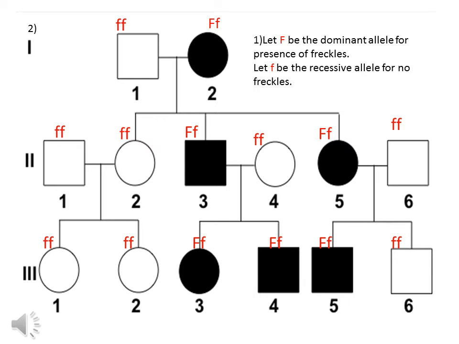This individual 2 in generation number 2 marries a male with no freckles, small f, small f. All the offsprings will be the same as the parents, small f, small f. Let's move on to individual 4. She has no freckles, then she is small f, small f. The offsprings in generation 3 are heterozygous dominant for the presence of freckles, big F, small f. Take your time, please, to examine the rest.